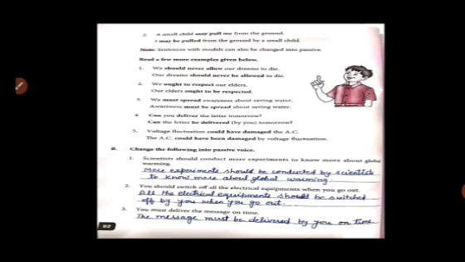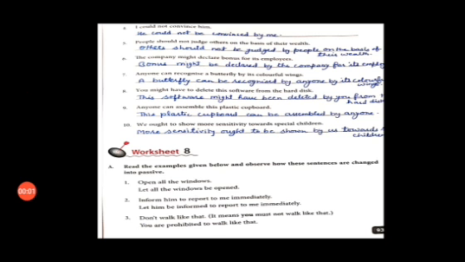These are the modals. I could not convince them. They could not be convinced by me. I change into me. People should not judge others on the basis of their wealth. Others should not be judged by people on the basis of their wealth. The company might declare bonus for its employees. Bonus might be declared by the company for its employees.